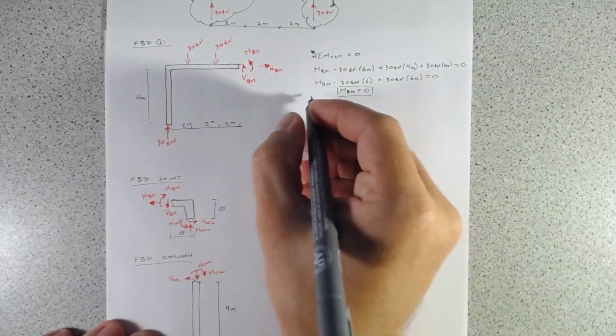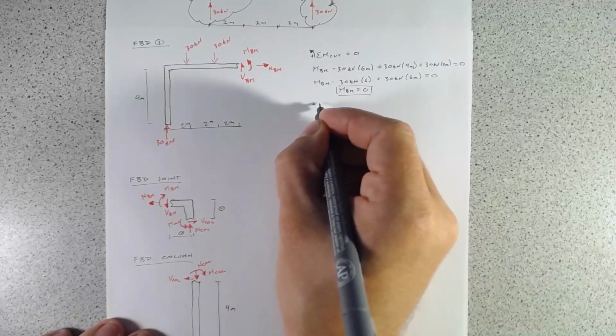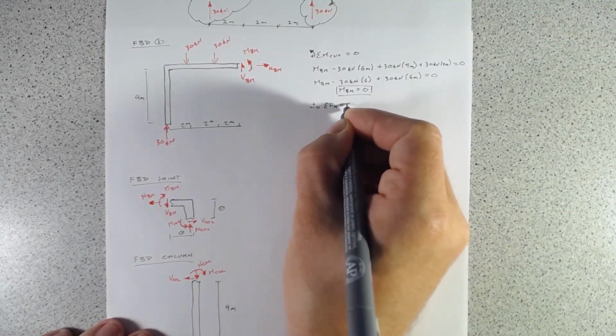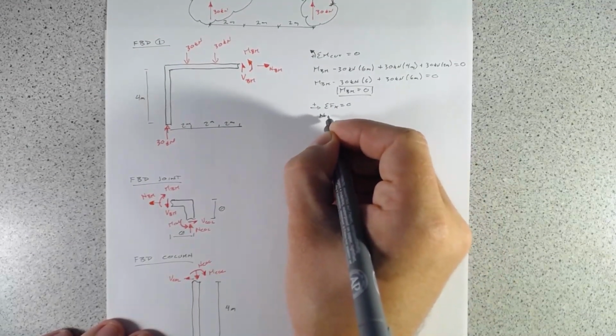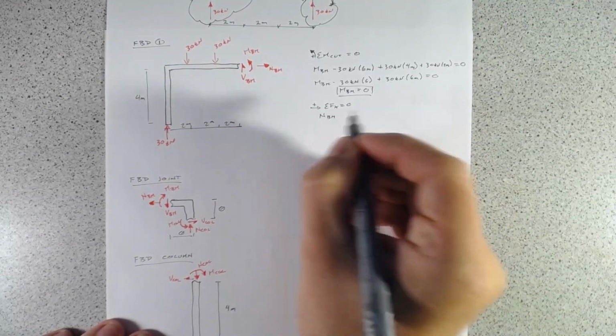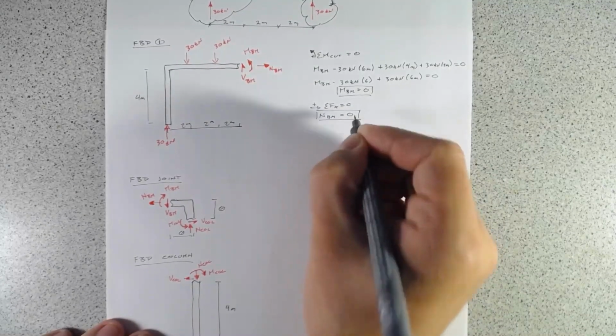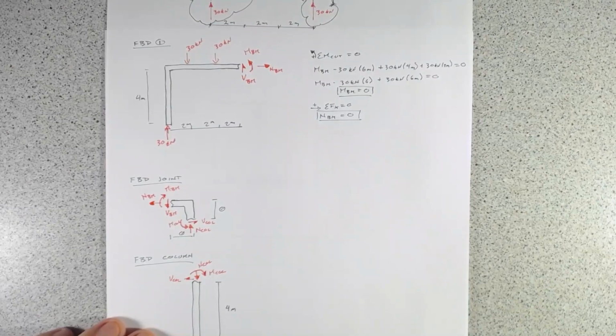So let's sum the forces in the x direction. And we get NBM, the axial force in the beam, equals 0, because that's the only force in the x direction. And now the only thing we have to find is the shear in the beam.